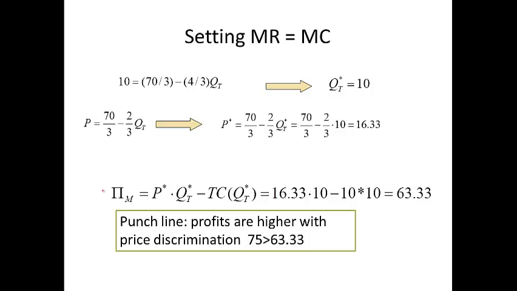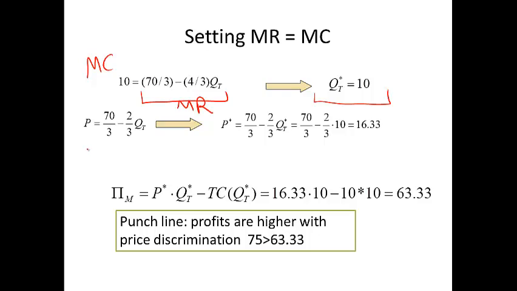Now this isn't the answer yet. To get the answer, we've got to take our demand curve and its associated marginal revenue curve, and we need to set MR equal to MC. So what have we here? Here's MC, 10. Here's MR from the previous page. Well, if we solve that, we get that the optimal quantity, Q star, is 10.